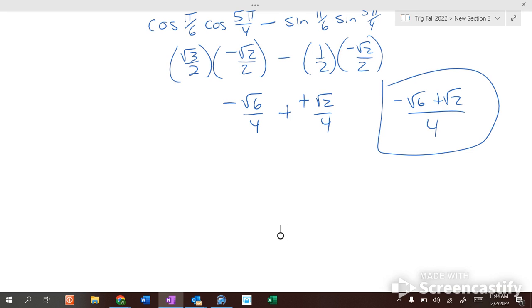Okay, let's do one more, and then we're done. Cosine of negative 5 pi over 12. How do we get to negative 5 pi over 12? Callie just doesn't have any clue. It's on the unit circle somewhere.